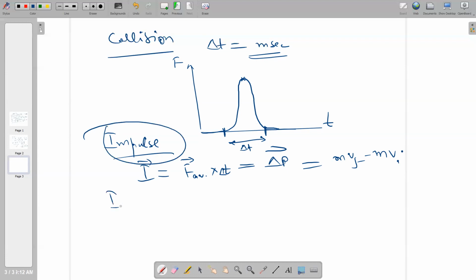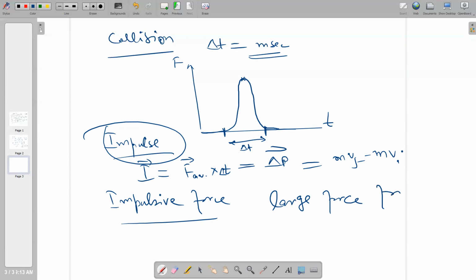But impulsive force is different from this. Impulsive force means the force is acting for a very, very short time, so that force is impulsive. Impulsive force means a large force as compared to other forces, a large force for a short time. Then this force is called impulsive force. But impulse is different than impulsive force.